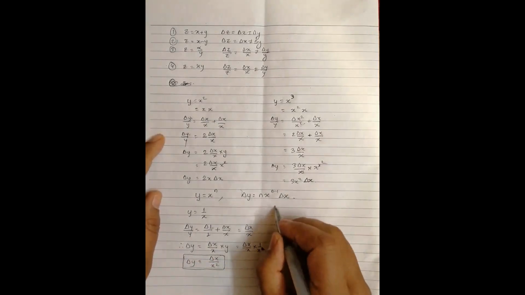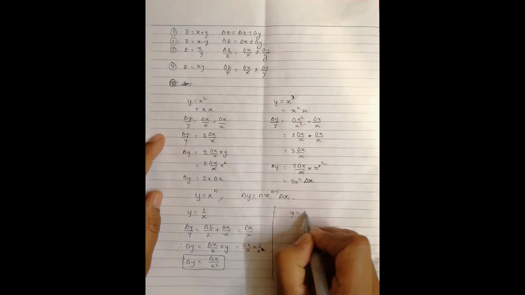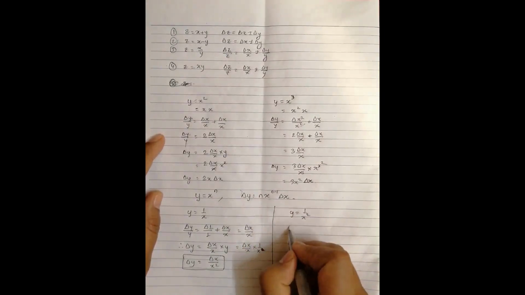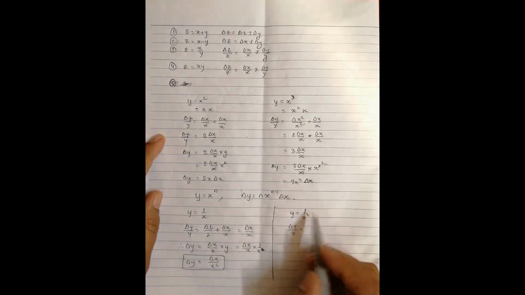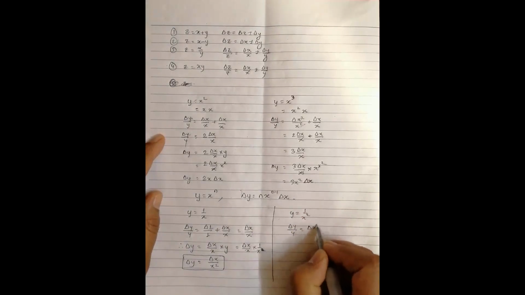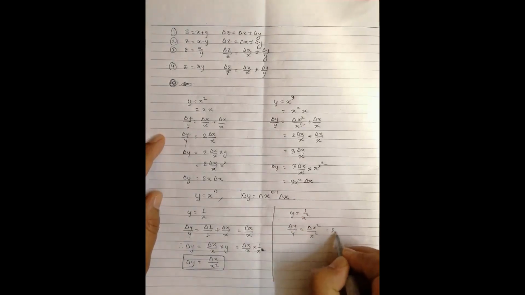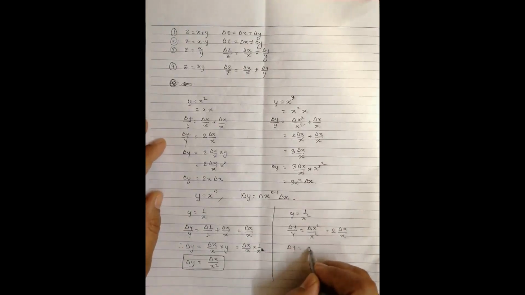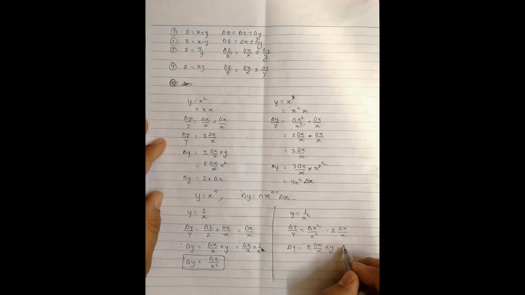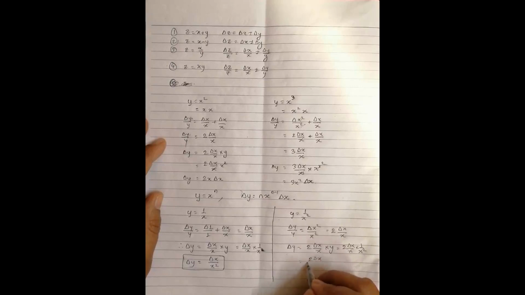Now the same thing can be extended for this also. So if I have y equal to 1 by x square, then I'll have delta y by y equal to delta 1 by 1, which doesn't count, so it is simply delta x square by x square, which is equal to 2 delta x by x. So then delta y will be equal to 2 delta x by x into y, which is equal to 2 delta x by x into 1 by x square, and that will be equal to 2 delta x divided by x cube. So this can also be extended.